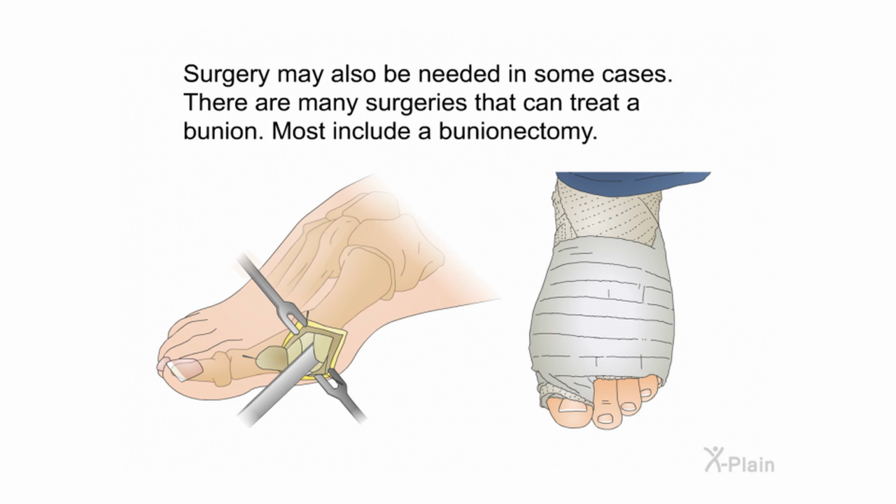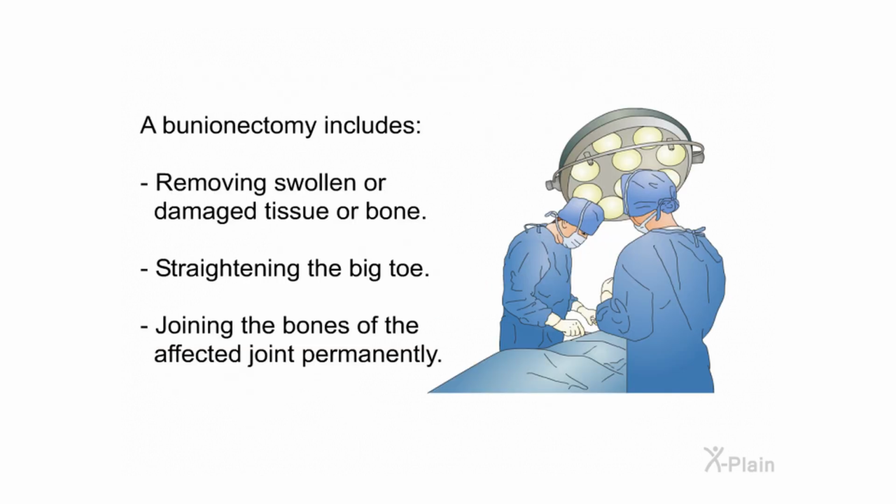Surgery may also be needed in some cases. There are many surgeries that can treat a bunion. Most include a bunionectomy. A bunionectomy includes removing swollen or damaged tissue or bone, straightening the big toe, joining the bones of the affected joint permanently.